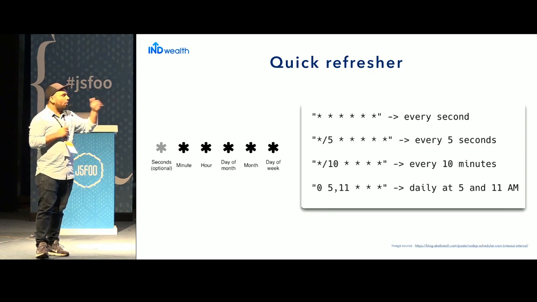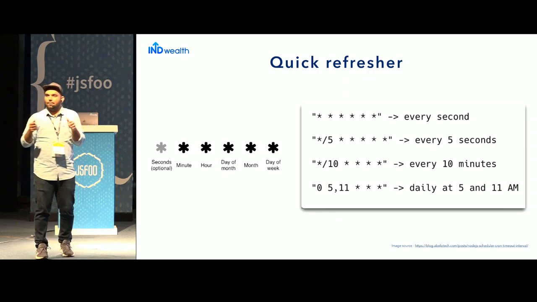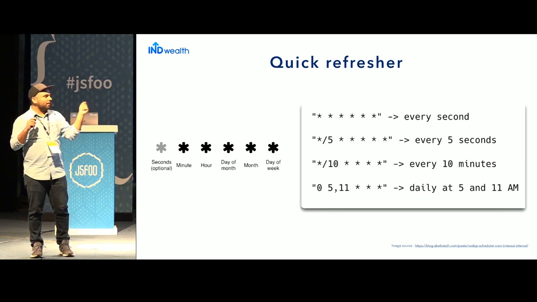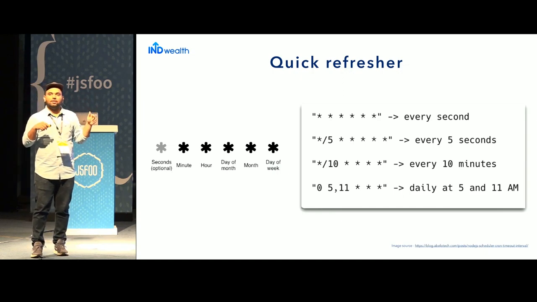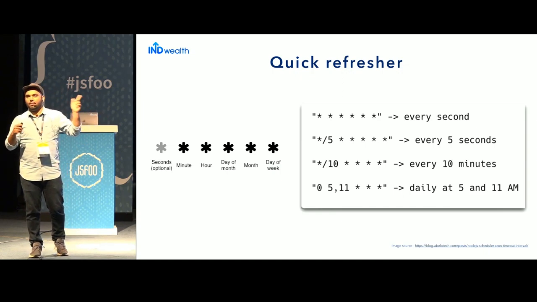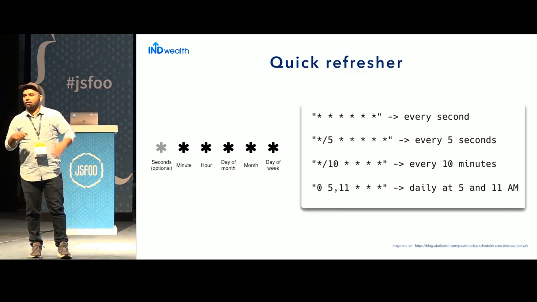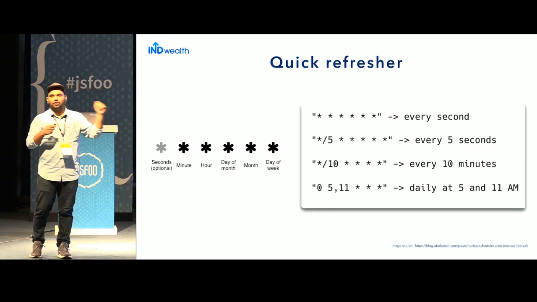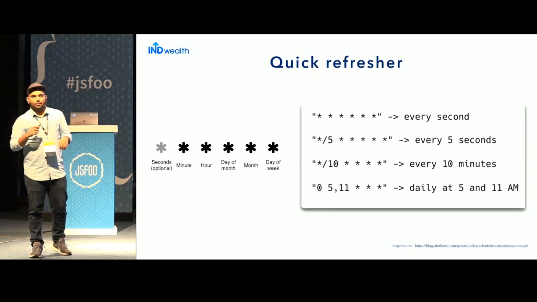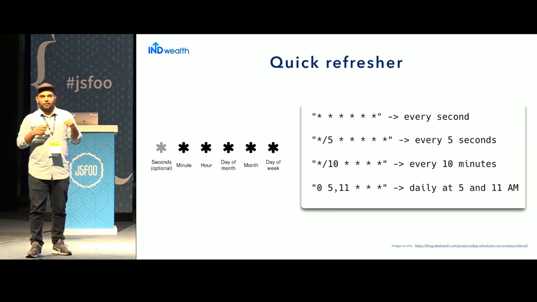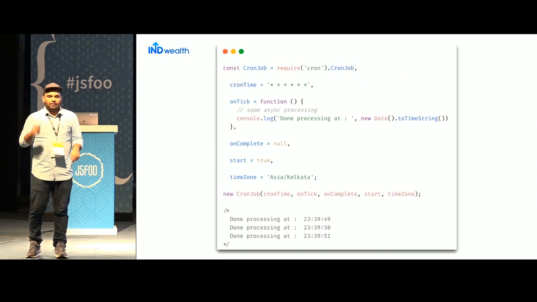So with the comma list separator, which is the value list separator in the cron syntax, we specify that we want to execute this task twice, which is at 5 a.m. and 11 a.m. You can read a lot more about the cron scheduler syntax online. I've also mentioned a link here, which will probably help you. But yeah, now that we know what the star syntax looks like, let's move on.